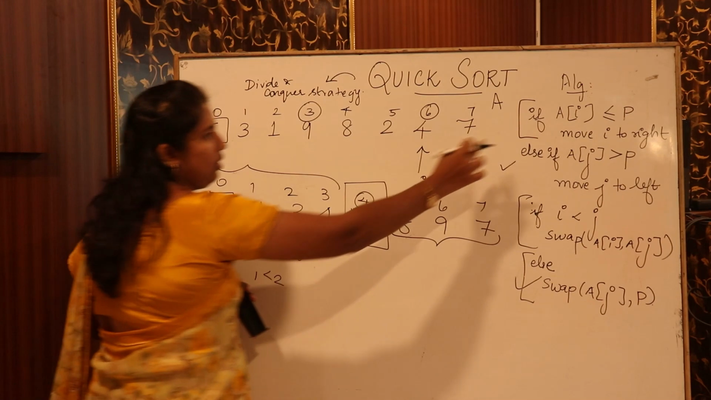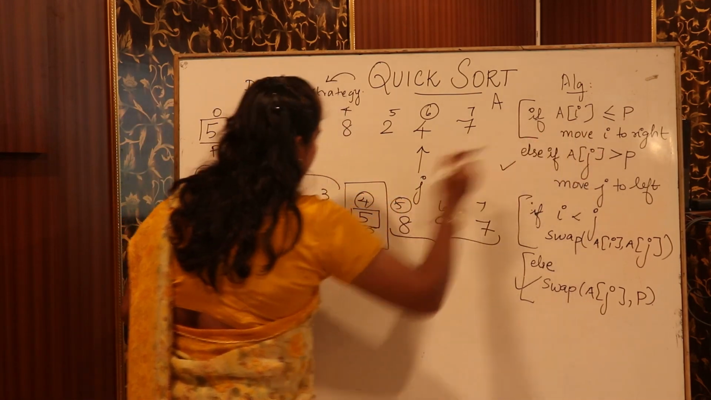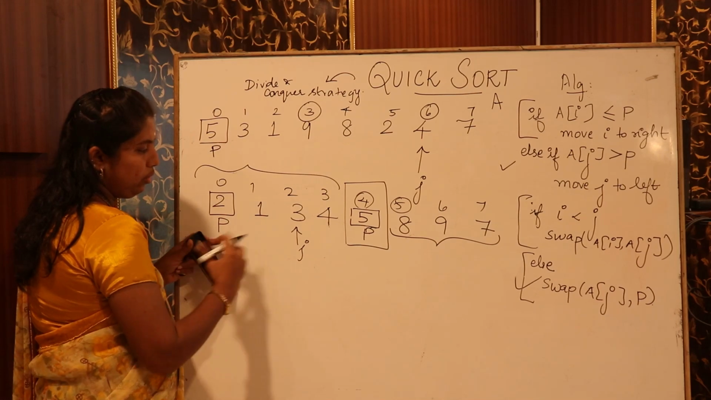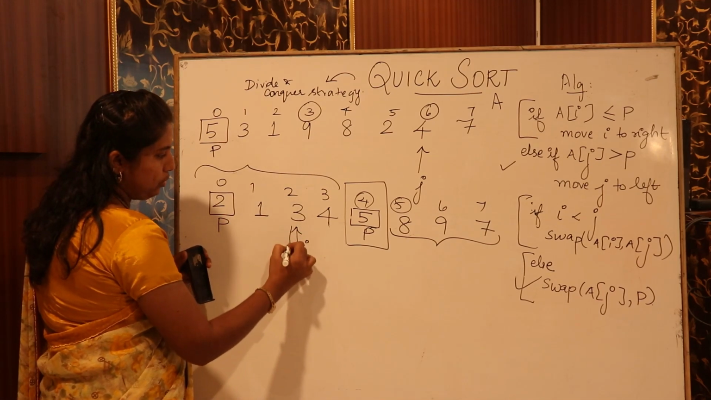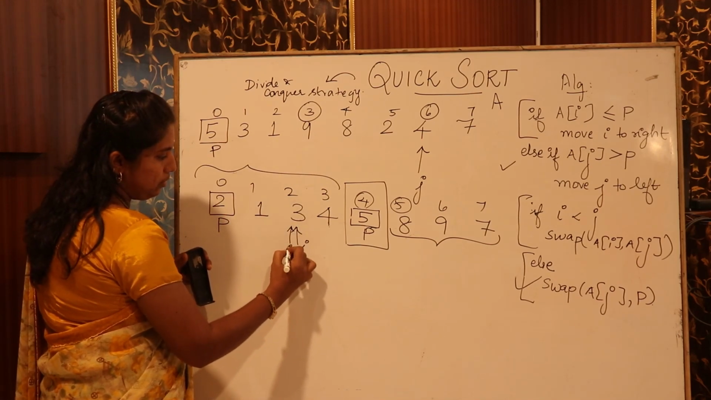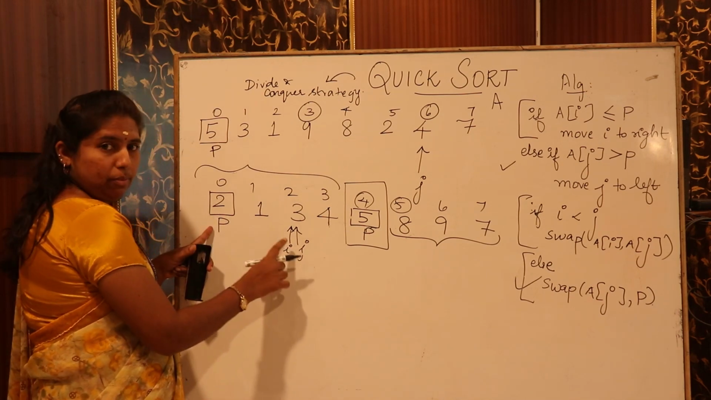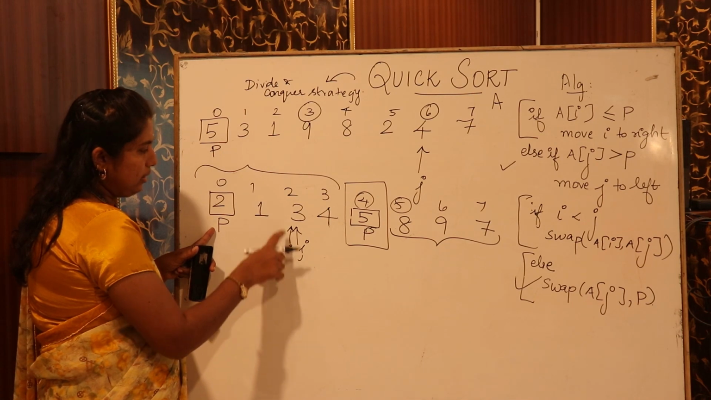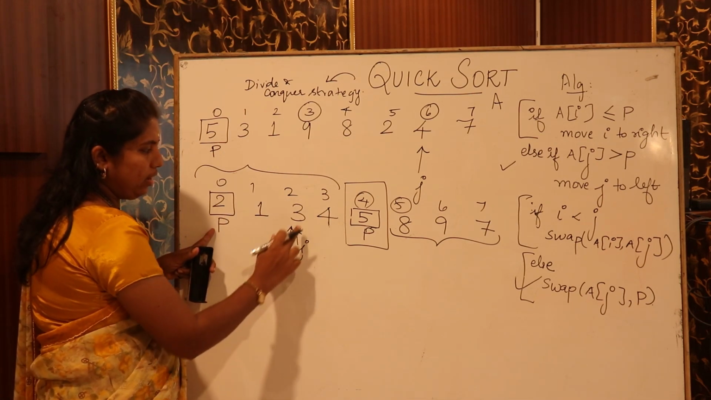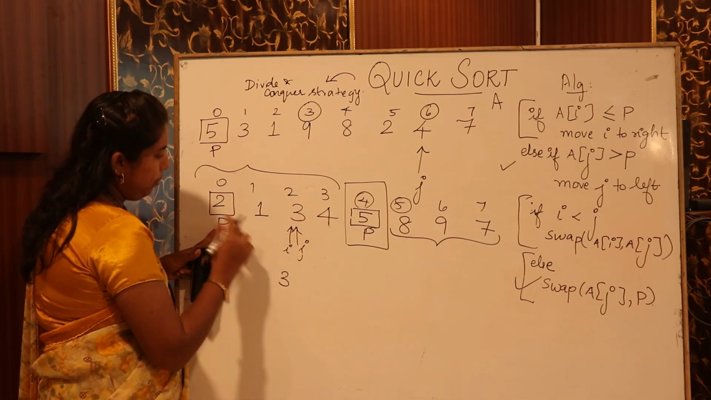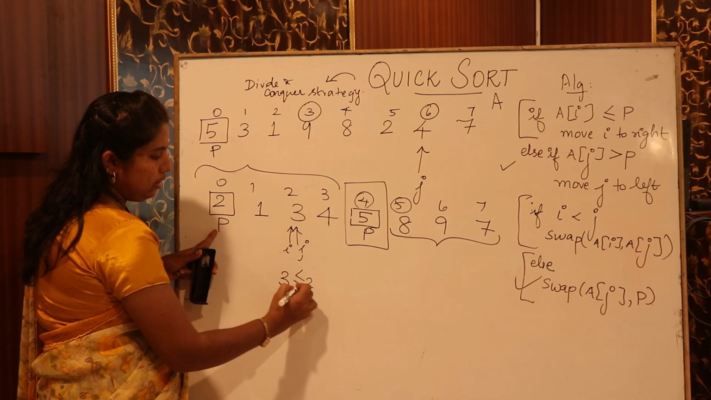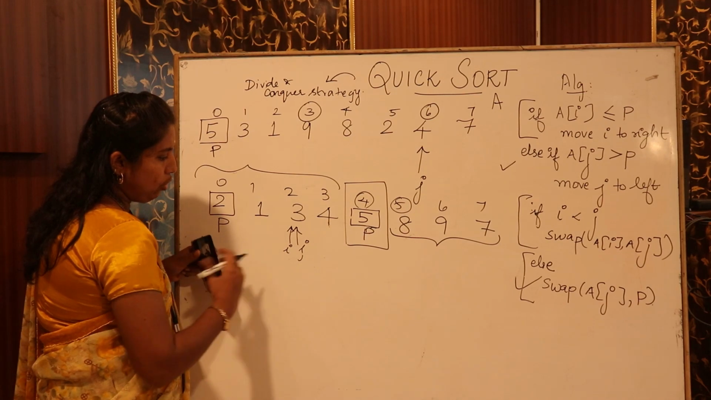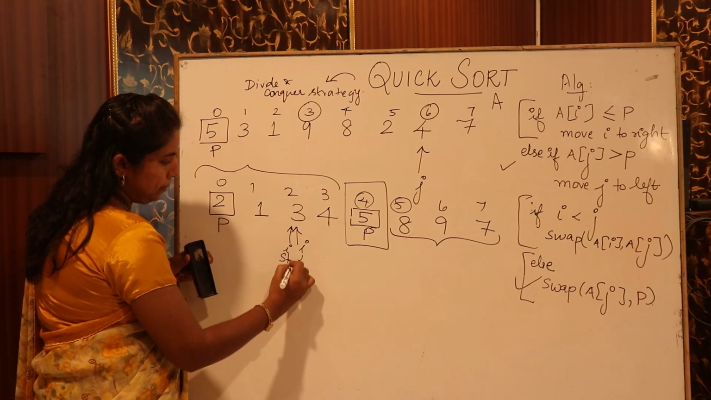So what happens? We will move this i to right. So i comes to this position. Next, again we will be checking this condition if A of i is less than or equal to pivot. A of i value is 3, pivot value is 2. The condition is false. So what happens? i stops at this position.